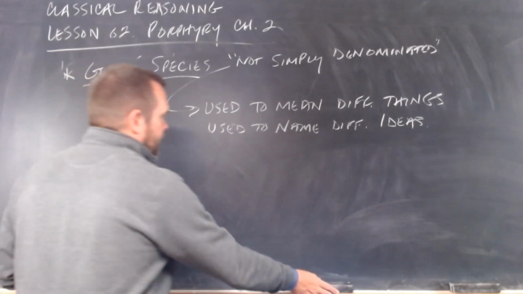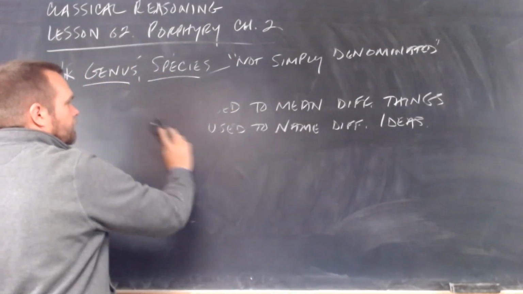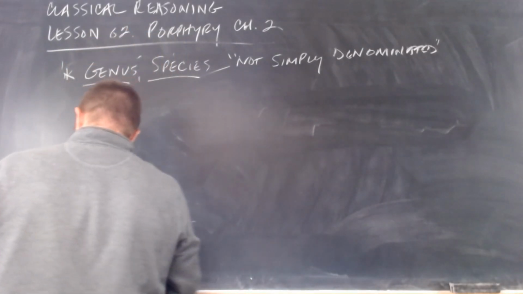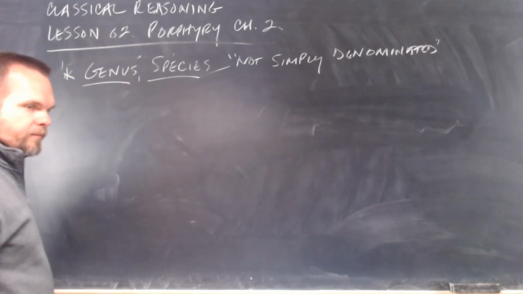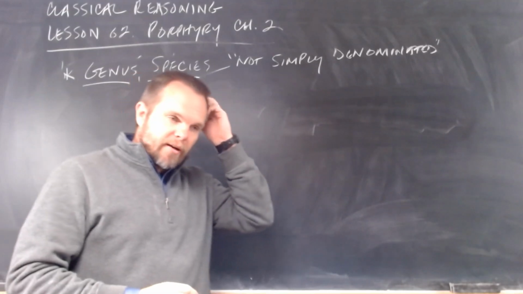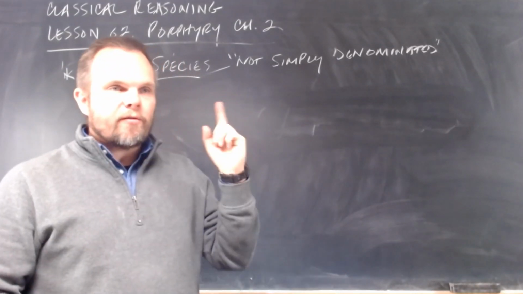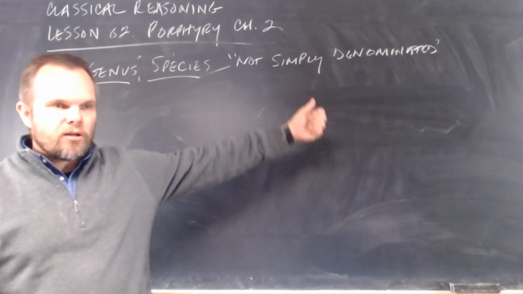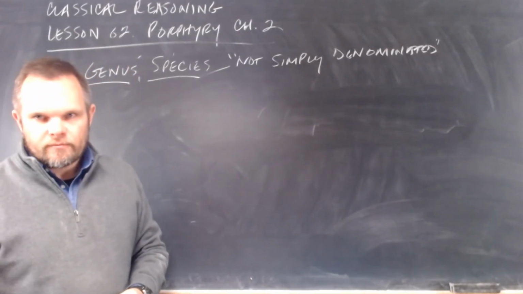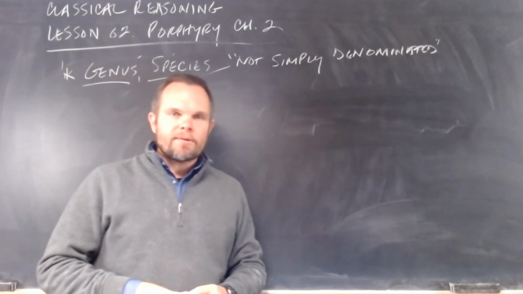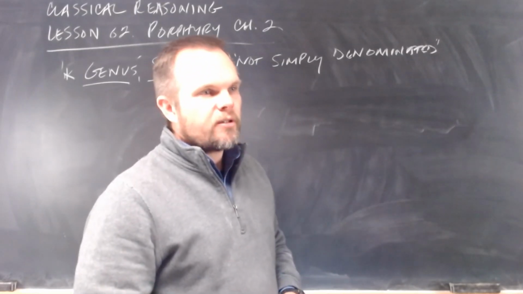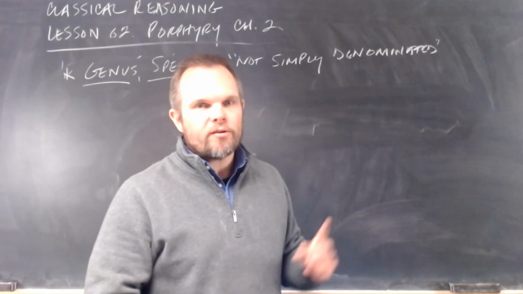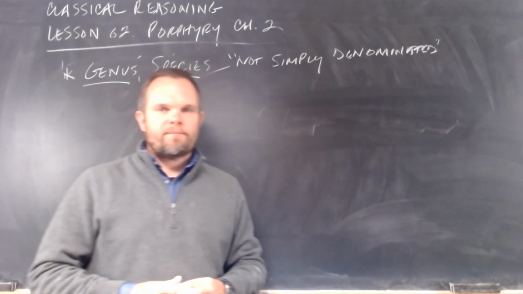Okay, I'm going to erase this. And you'll see, when we get to the study of Aristotle's categories, in the very first chapter of Aristotle's categories, this is what he talks about. He talks about how names are used and how names cause confusion. Aristotle knows this is the problem.